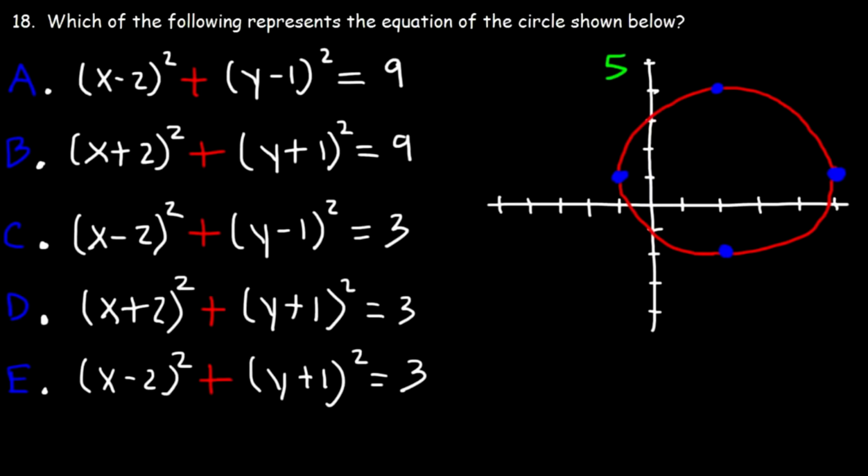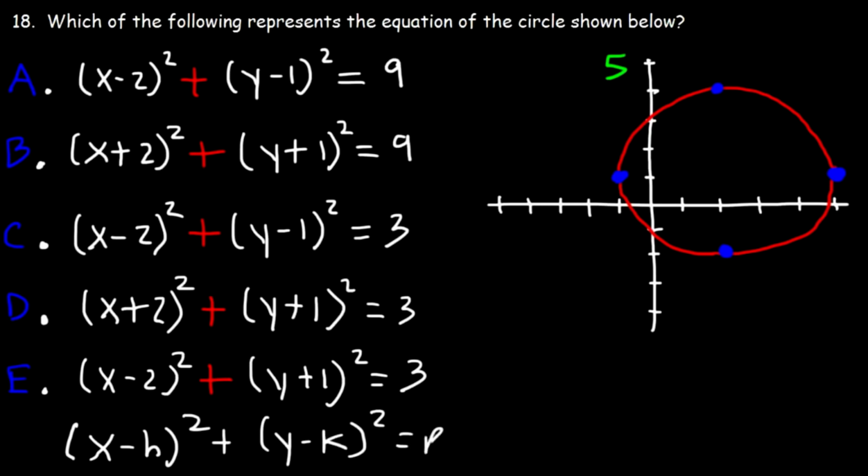Number 18. Which of the following represents the equation of the circle shown below? So the first thing that we need to know is the standard form of the equation of a circle, which is (x minus h) squared plus (y minus k) squared, and that's equal to r squared, where r is the radius of the circle and the center has the points h, k.